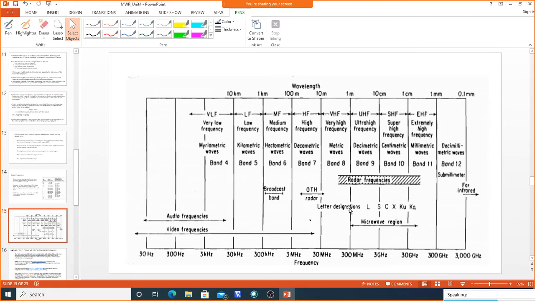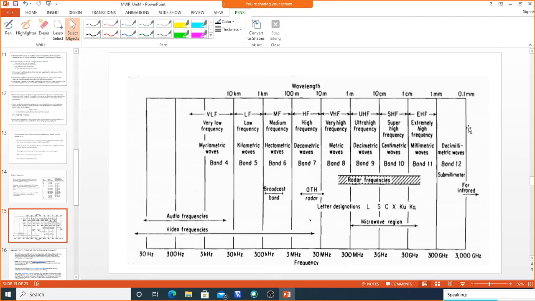Okay, the band designation starts from 1 gigahertz: L band is 1 to 2 gigahertz, S band 2 to 4 gigahertz, C band 4 to 8 gigahertz, X band 8 to 12 gigahertz, and K band 12 to 18 gigahertz, like that. As the frequency increases, the band designation changes. And here the wavelength changes from meter to centimeter and also millimeter waves. The highest frequency millimeter wave radar is operated at 94 gigahertz.